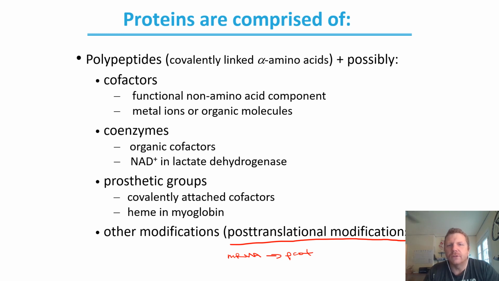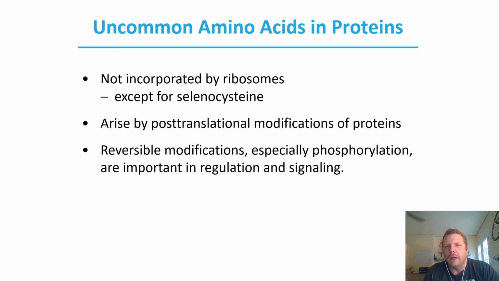Cofactors are small non-amino acid components, metal ions, or organic molecules. Coenzymes are organic cofactors. For instance, NAD+ in the enzyme lactate dehydrogenase is one. Prosthetic groups: maybe the most well-known prosthetic group is heme, which is at the center of hemoglobin and myoglobin. It's essential for binding to oxygen and subsequently the transport of oxygen.